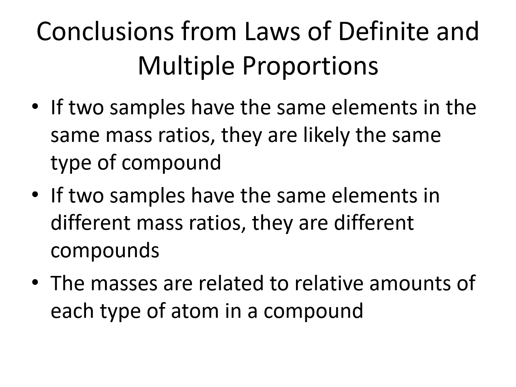Here are a few conclusions we can draw from the law of constant composition and the law of multiple proportions. If the mass ratios in two samples are the same, the compound is likely the same. If the mass ratios are different, they are definitely different compounds. Masses of each element and number of atoms are related, which is why these laws work.